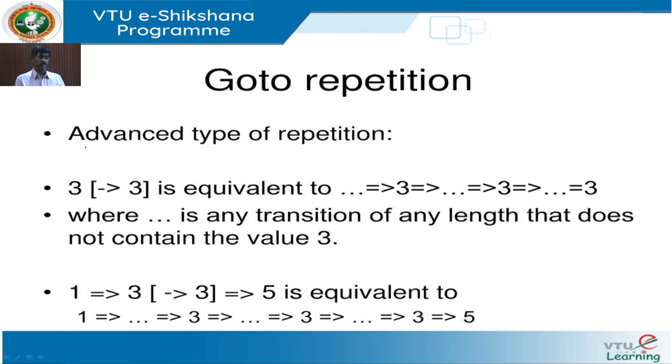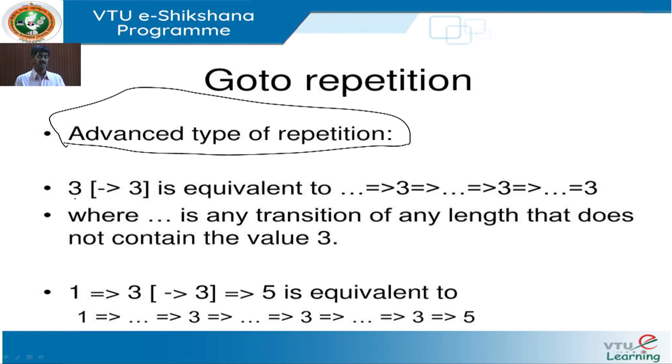So we have a go to repetition. This is an advanced type of repetition which is there in my functional coverage. 3 to an a 3 is equivalent to, so any number to an a 3, 2 a 3, 3 3, which is followed so many times, where so is a transition of any length that does not contain any value of the 3. So 1 to 3 to an a 3, which is to an a 5, is equivalent to 1 unconditional 3s, then 5. So unlimitable values can be considered.